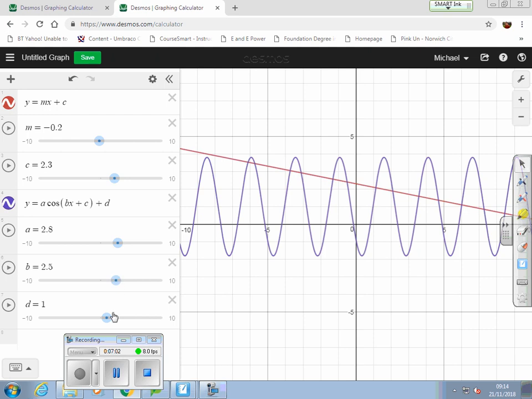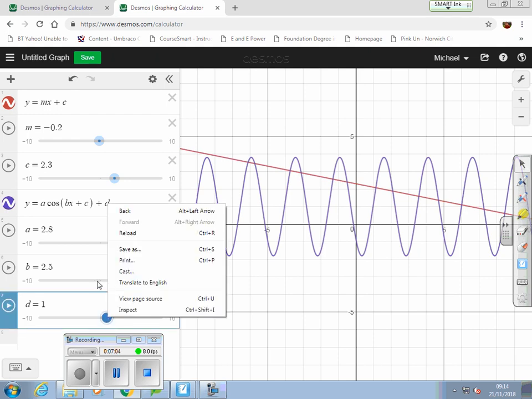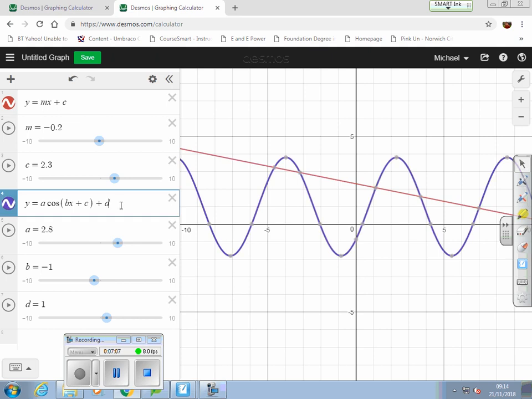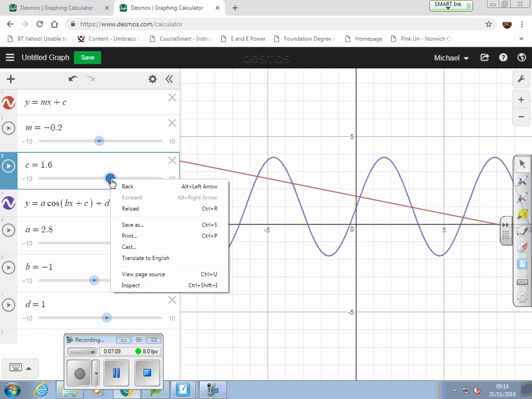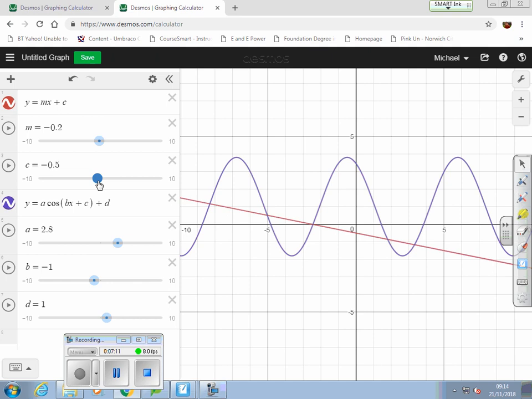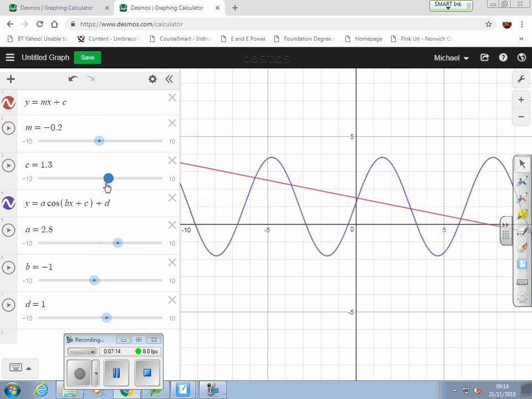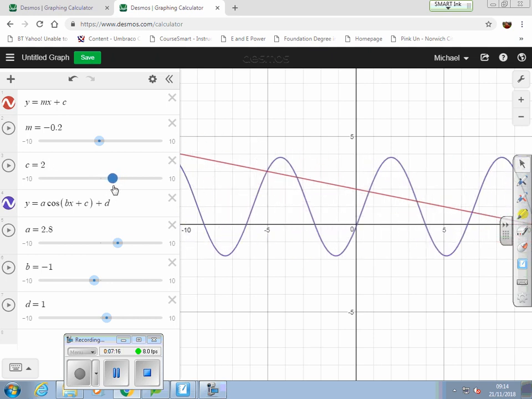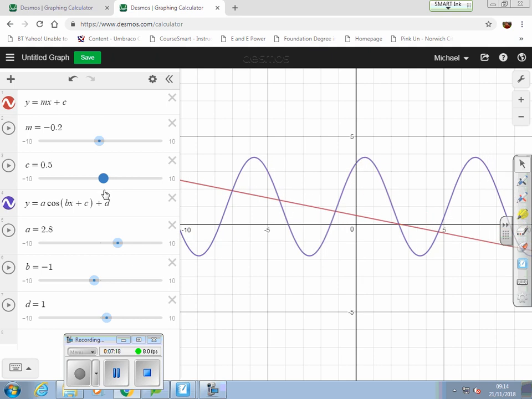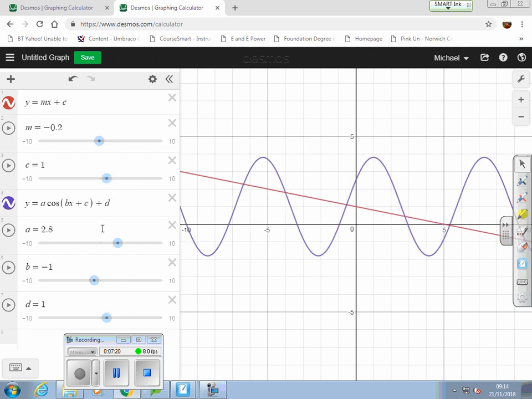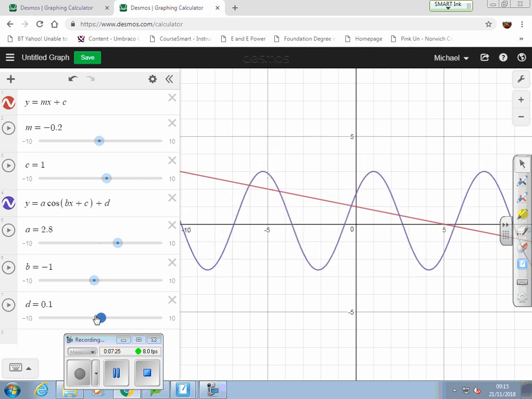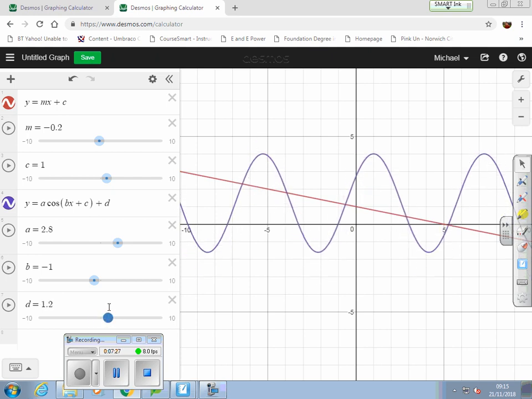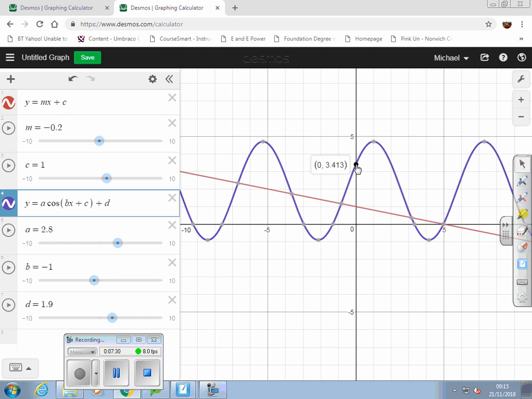And c, I didn't add, no, c is already there. c shifts along the x-axis, and that's the phase shift, so you can move it along the x-axis. And d will be what it always is, move up and down the y-axis. And d is always the point where the graph crosses the y-axis.